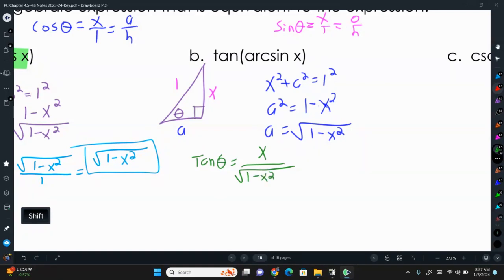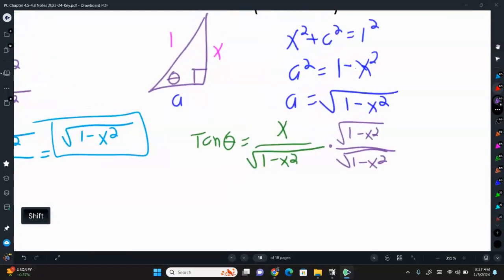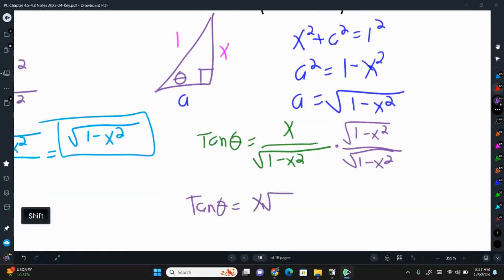Now we can't have that in the denominator. We can't have a radical. So we'd have to multiply the top and bottom by the square root of 1 minus x squared. We're not going to do anything to the numerator here because that's just going to get more complicated if we do that. So it's going to equal x times the square root of 1 minus x squared over 1 minus x squared.